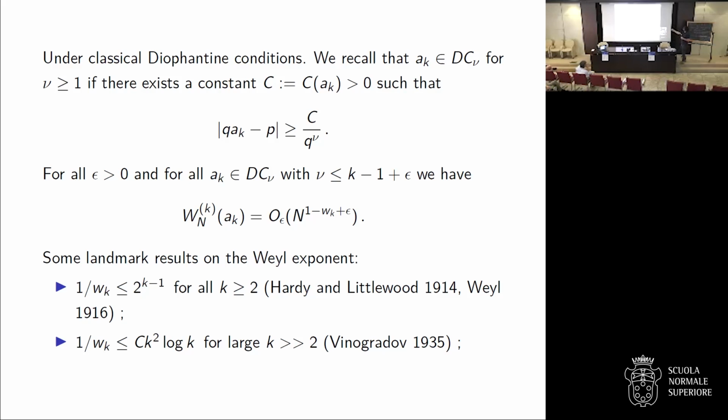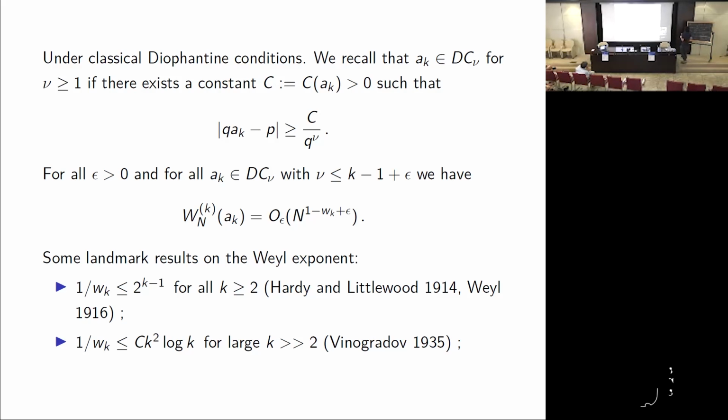And Weyl generalized this to all degrees, but you see that w_k is exponentially small. So 1 over w_k is less than 2 to the k minus 1, which means that you can take w_k to be 1 over 2 to the k minus 1. So it goes to 0 exponentially with k, obviously.